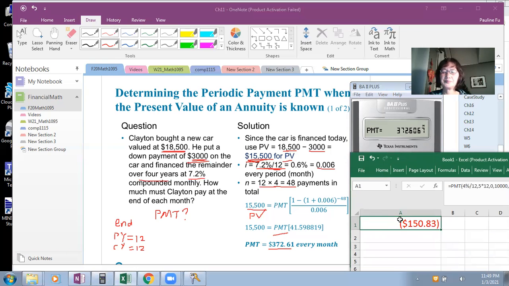And Excel. Equal PMT, rate, 7.2% compounded monthly, divided by 12. NPER, 4 years times 12 months. PV, negative 15,500. That is the PV. And FV is 0. Type is 0. Closing bracket.